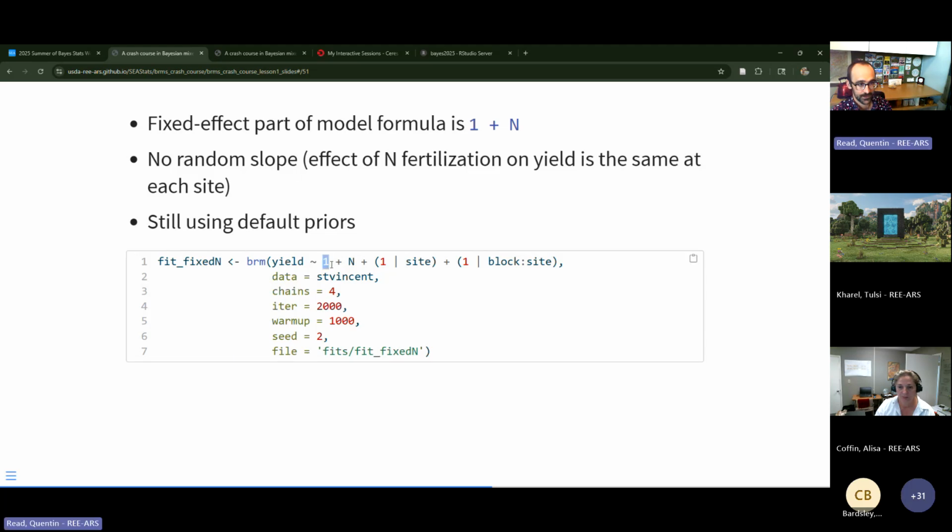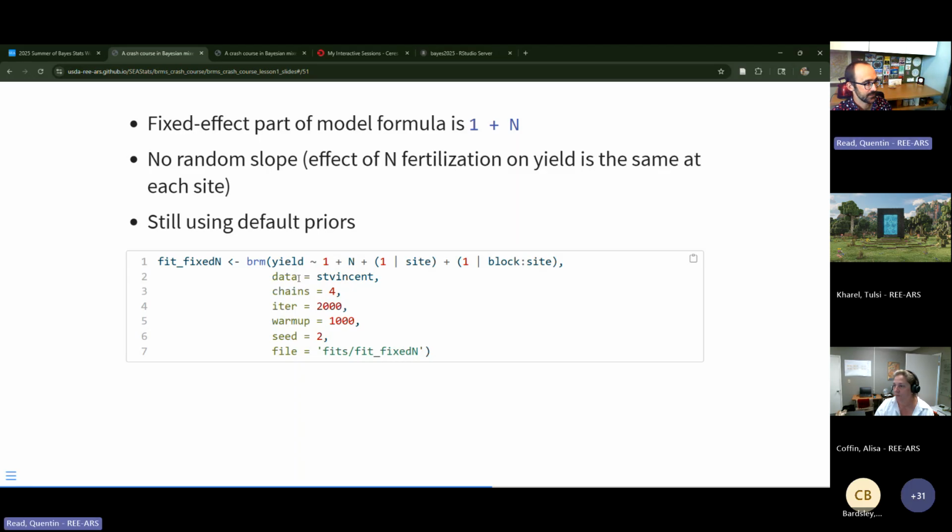We have an overall intercept that's a fixed effect. We have the fixed effect of nitrogen. So we're saying each nitrogen treatment level has a different mean that we're trying to estimate, and it's the same across all sites. It's fixed across sites. We have a random intercept for site. So we're saying each site may have a different yield. And we have a random intercept for block within site. So within each site, the blocks have variable yield.